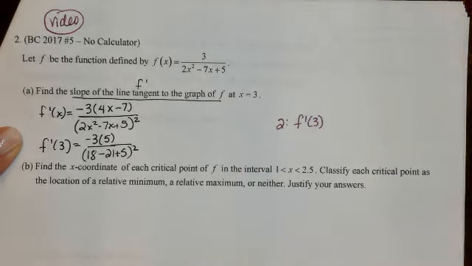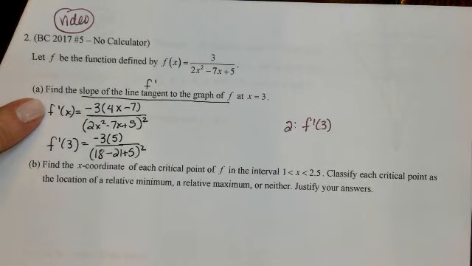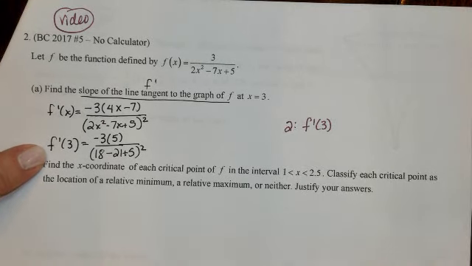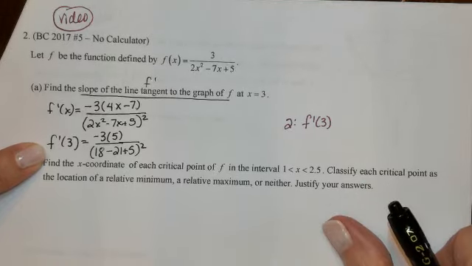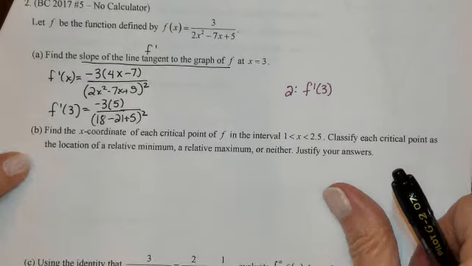I'm not sure if they split that up. They may have split it up into 1 for f prime of x and 1 for f prime of 3, or they may have just said, okay, it's all or nothing, 2 points or no points. I'm not sure how they did that.